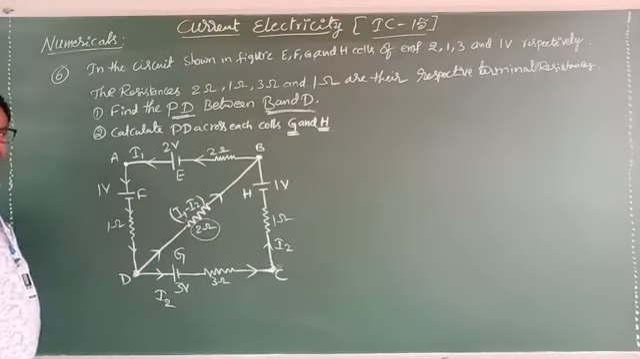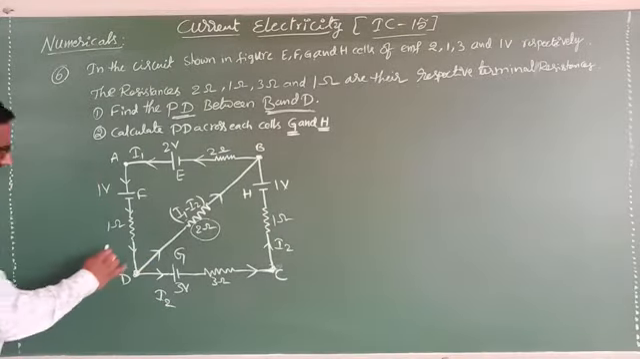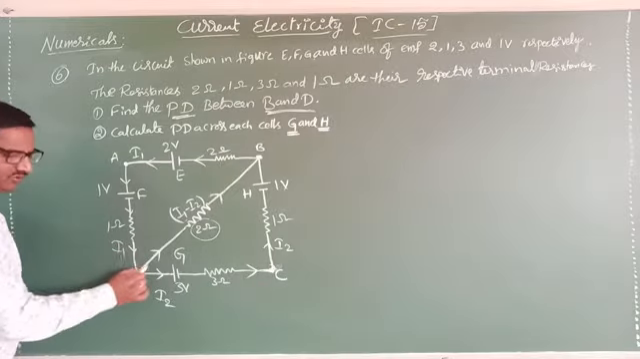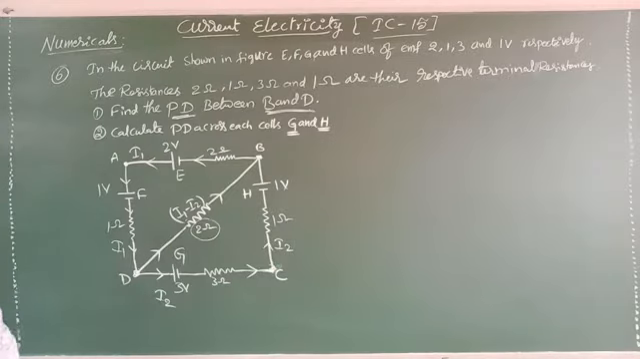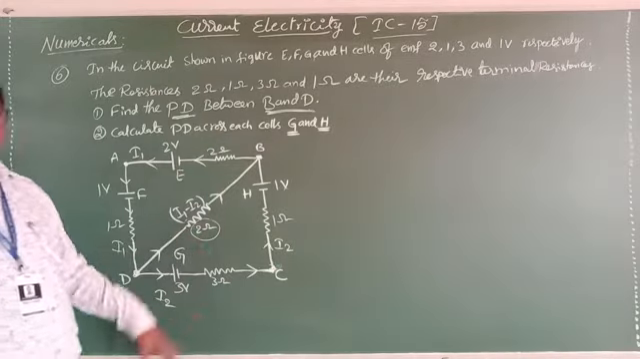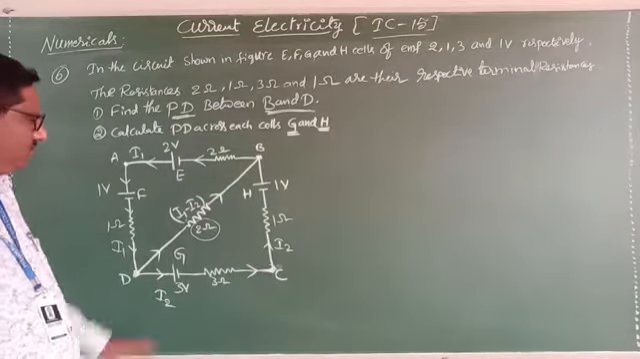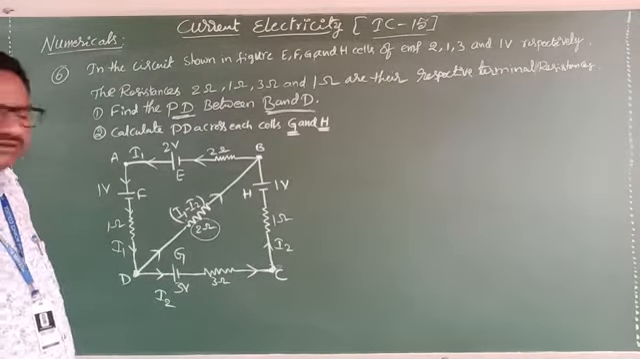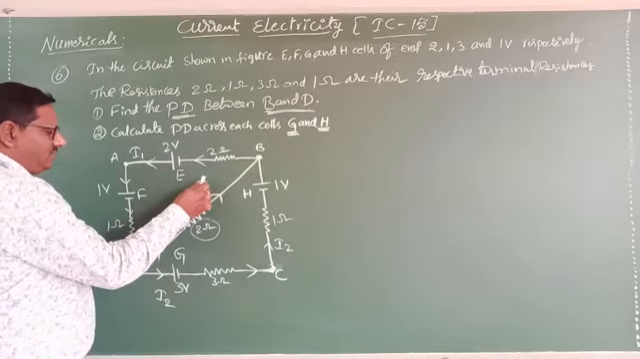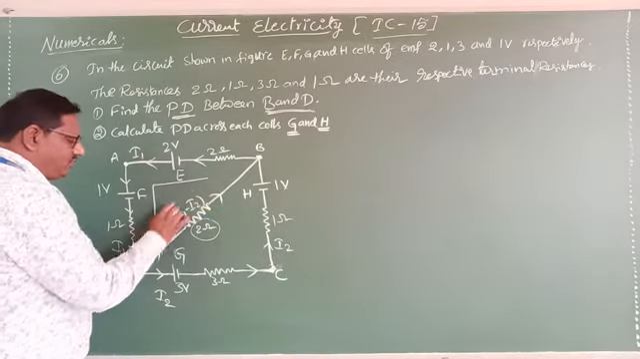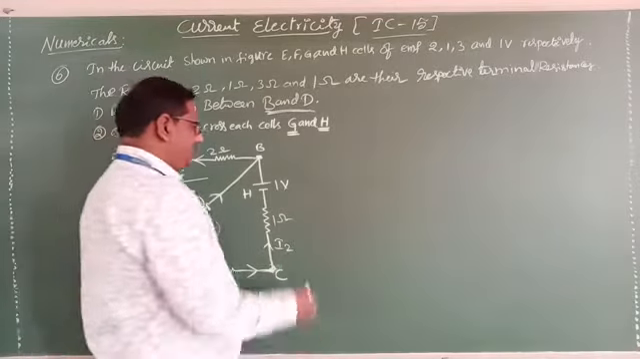Similarly I wrote I1 current here. This I1 will be split into 2. One is I2 and the remaining I1 minus I2. That's why I wrote like this. Now I will apply Kirchhoff's second rule to these closed loops. Here I will consider this a closed loop, and this is a closed loop. See the diagram that I gave.